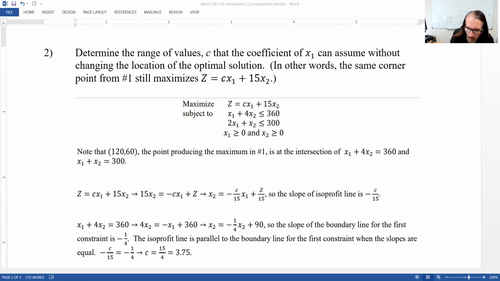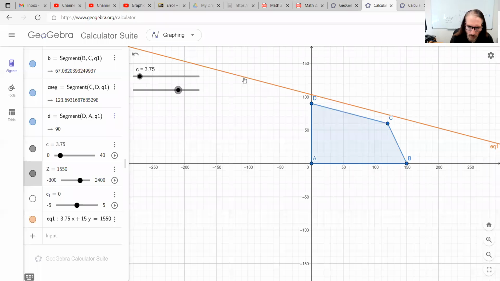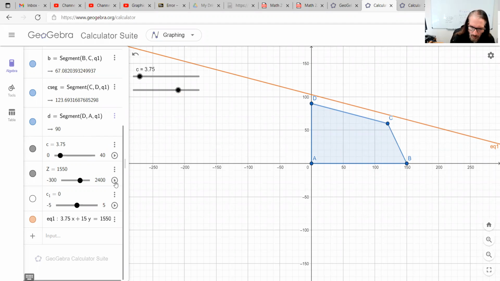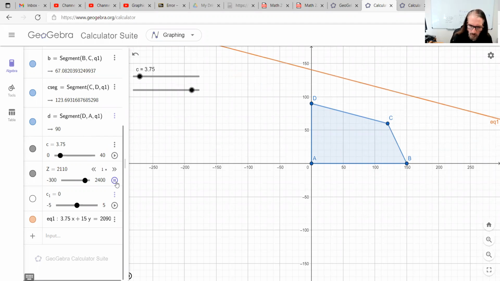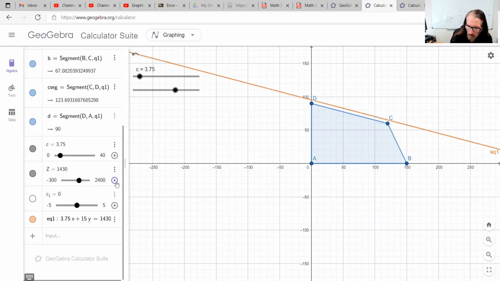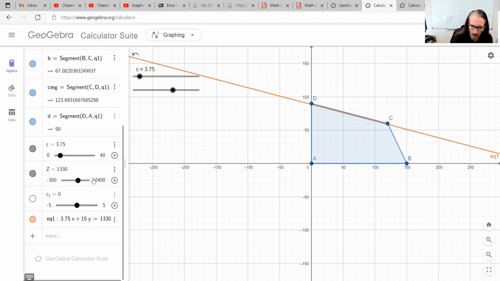Now, let's do a similar kind of work. Oh, you could not see that. Sorry about that. Start that again. Right about the time that it reaches C, we've got a lower value for Z, what we're trying to maximize, than what we had in the previous example. That's okay because c is changing.